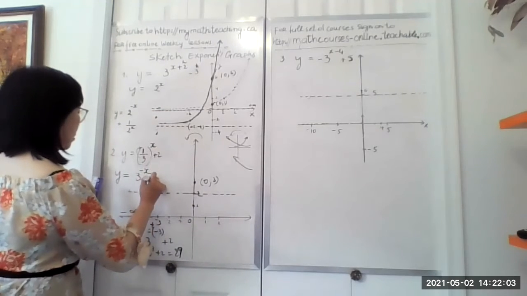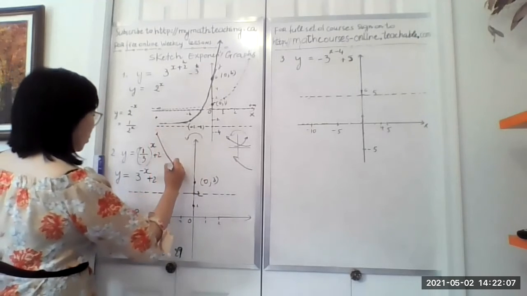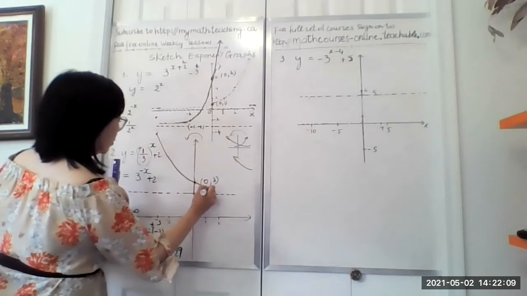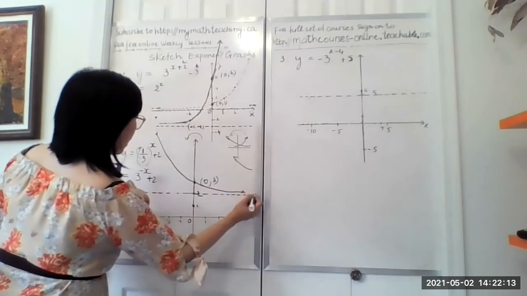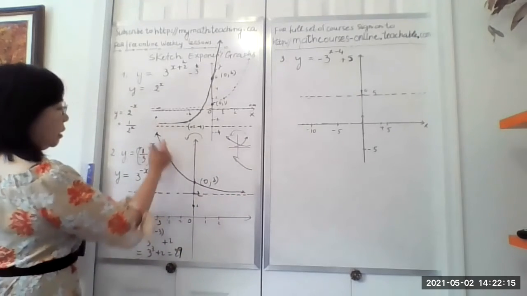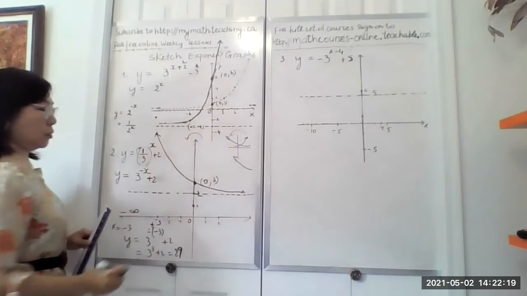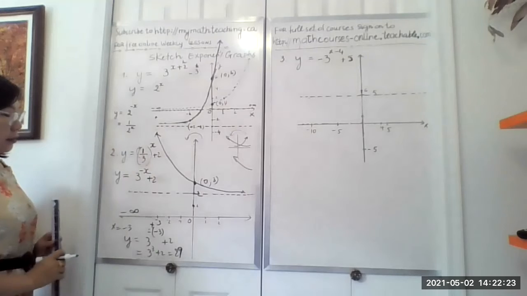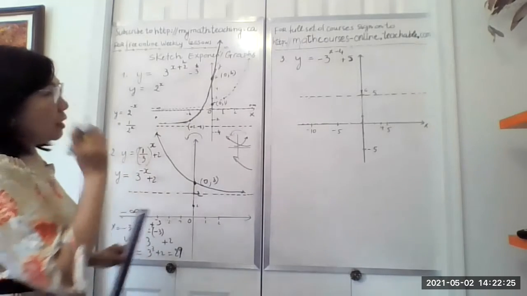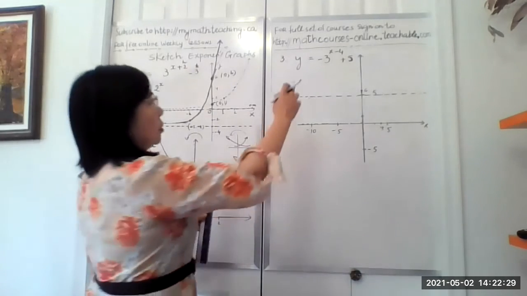So let me move this closer so we can sketch this. Our graph will look something like this shape and get close to the asymptote here, with a shape that looks like this, going through this point, 0 and 3. So that's how we sketch the second graph. Now let me show you how we sketch the third graph.